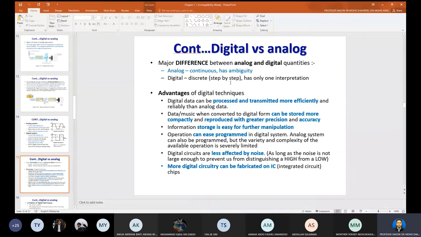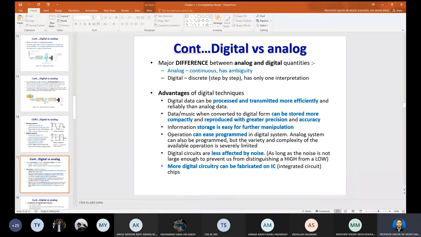And then digital circuits are less affected by noise, as long as the noise is not large enough to prevent us from distinguishing a high from a low. And more digital circuitry can be fabricated on the IC. IC stands for integrated circuit, chips. So these are some advantages of digital that you have to know. Normally it is precision and high accuracy, and then easy to handle and store for further manipulation. Data is processed and transmitted more efficiently and reliably compared to analog. Another one is that it is less affected by noise compared to analog.